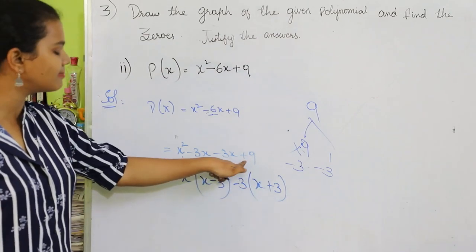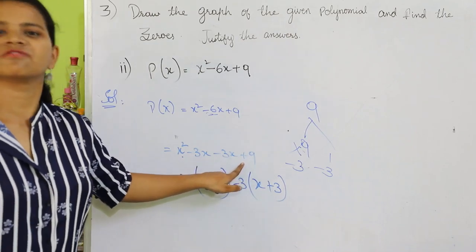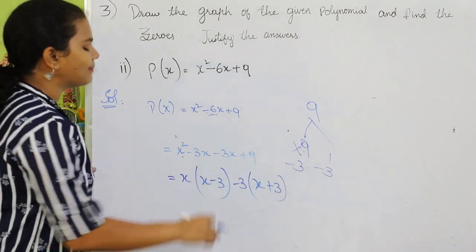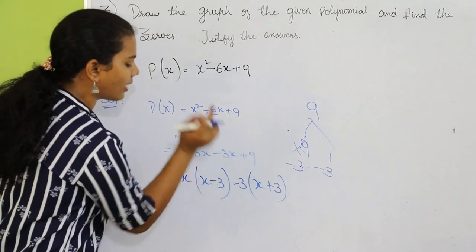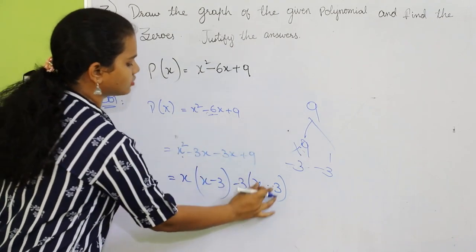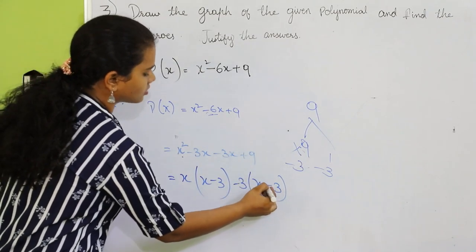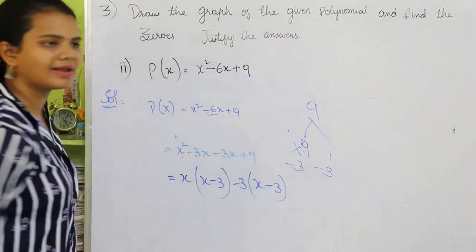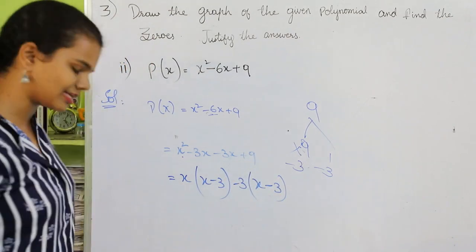But here what symbol do we have? Plus. The symbols are very important while solving. So what symbol do I have? I have the plus symbol. So what do I need? Add minus over here. So minus 3 into minus 3 gives plus 9. Minus into minus is plus. So I get plus 9.